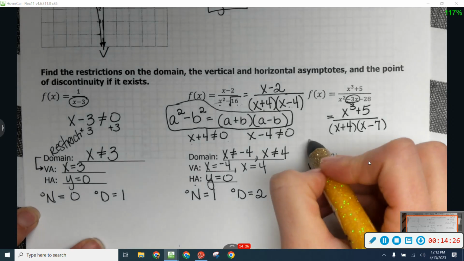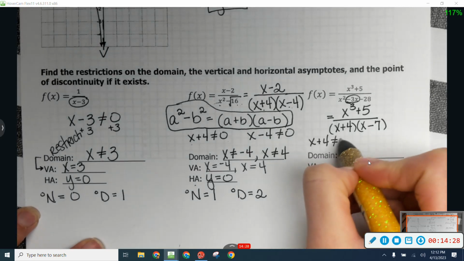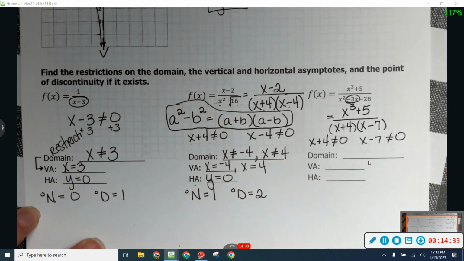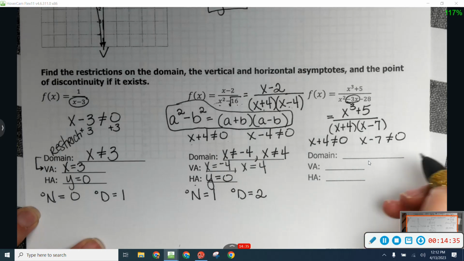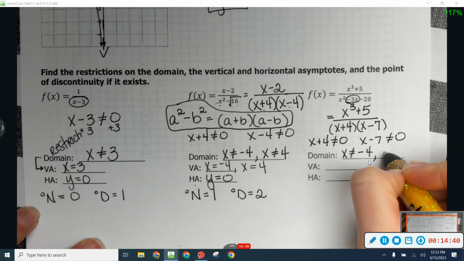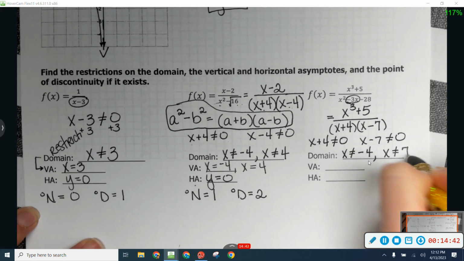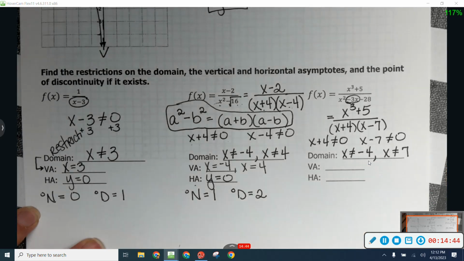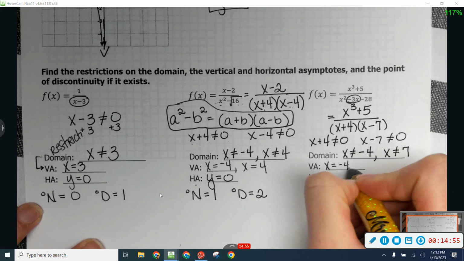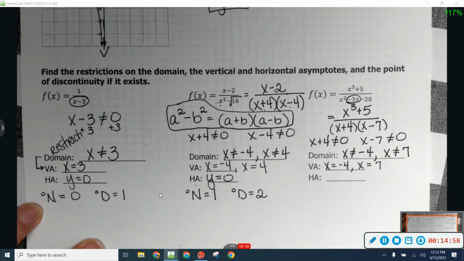Okay, so x plus 4 cannot equal 0, and x minus 7 cannot equal 0. So my restriction on the domain tells me x cannot equal negative 4, and x cannot equal 7. So my vertical asymptotes are x equals -4 and x equals 7.